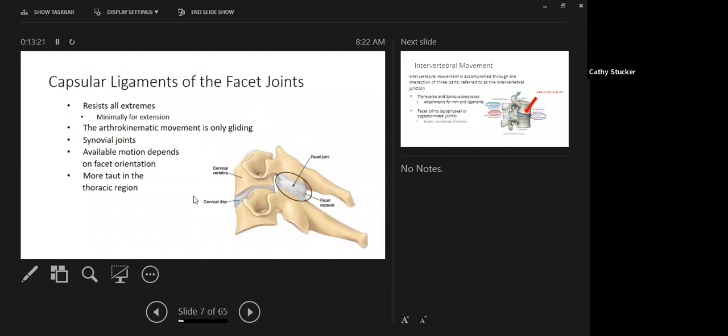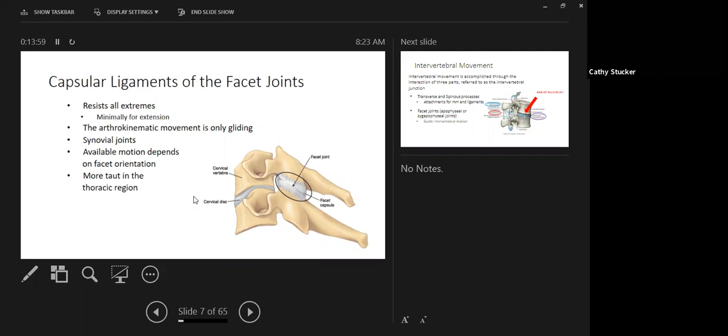So this is the capsular joint, or what the capsular structure of the facet joint looks like. It basically resists all extremes. They're fairly flat surfaces that just slide on one another. So we don't have to worry about convex, concave in a facet. They just glide. The available motion depends on the facet orientation. So whether you have more rotation or more side flexion or more flexion extension depends on what plane they're oriented in.